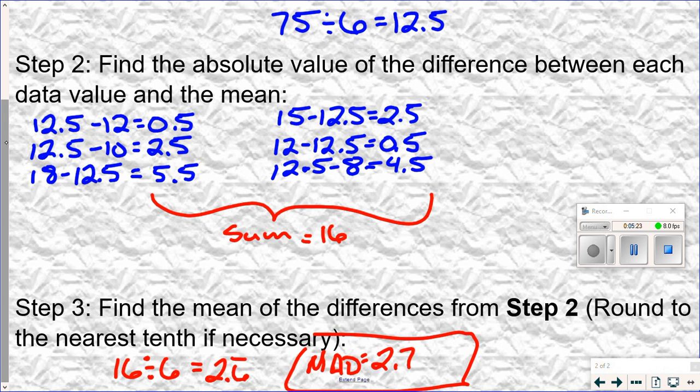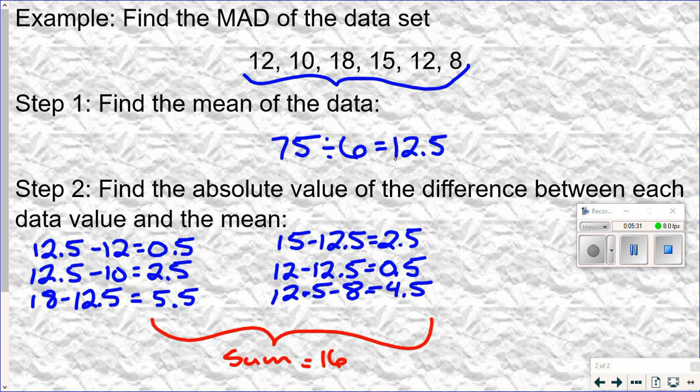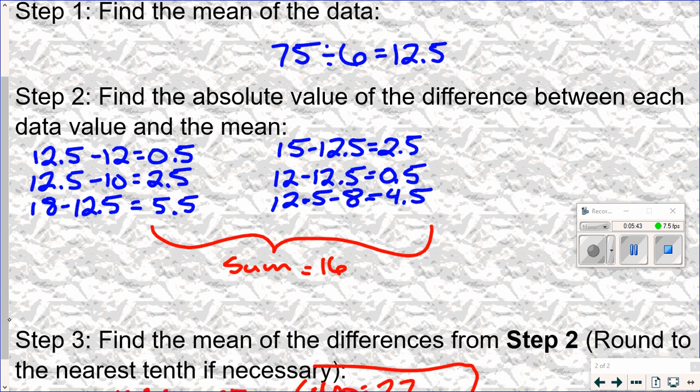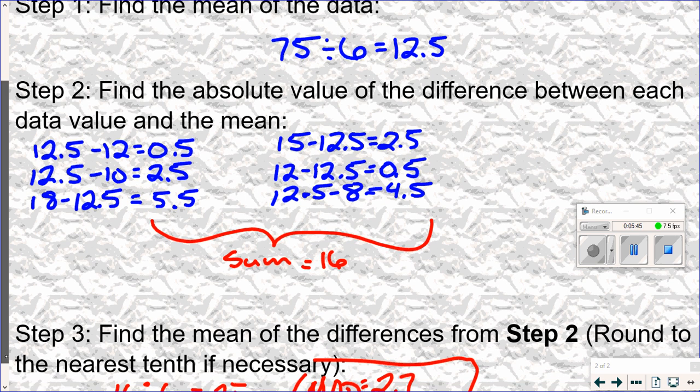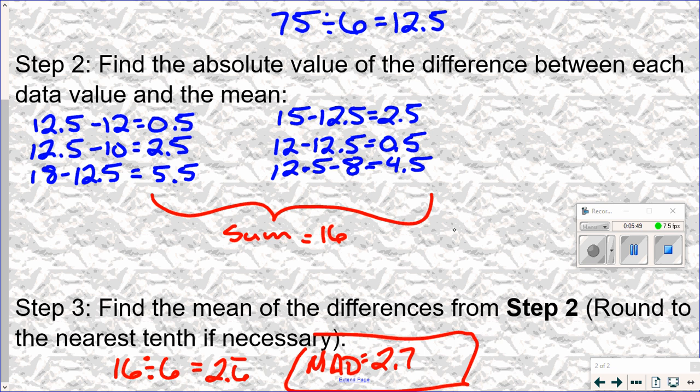So let me just rehash what we did. We found the mean of the data set. So we added them, and divided by how many numbers there are. Then we saw how far each value was away from that mean. And then we took the mean of those values. And that gave us the mean absolute deviation. All right, so hopefully that makes sense. If you just go step by step, mean absolute deviation is not very hard to calculate.